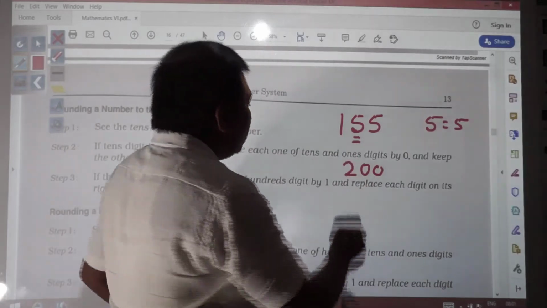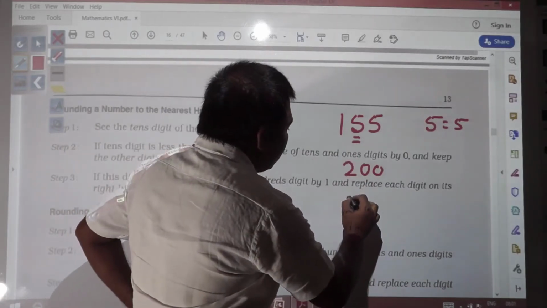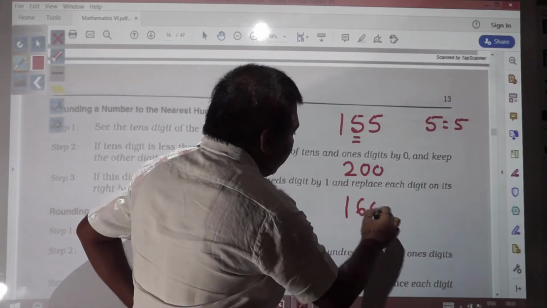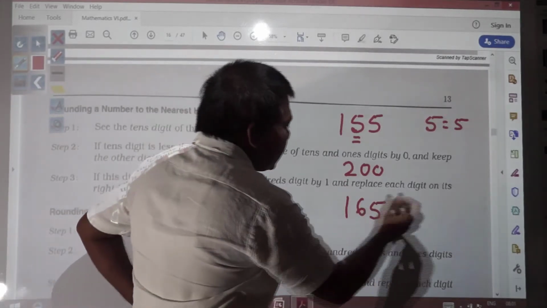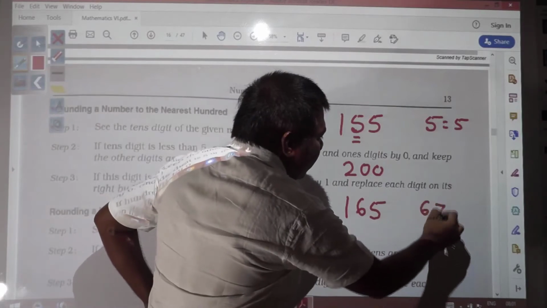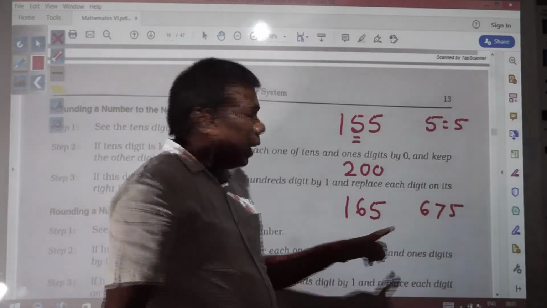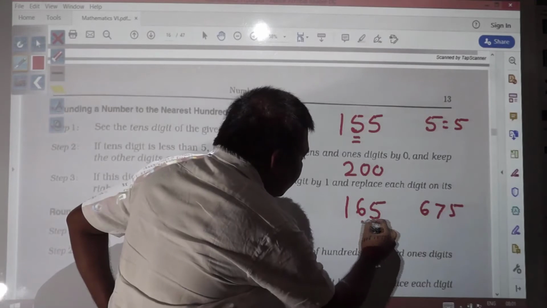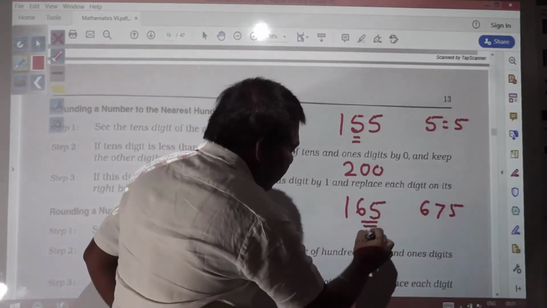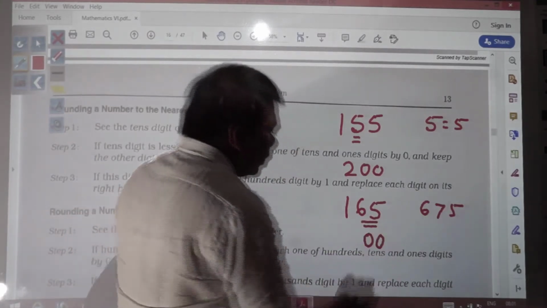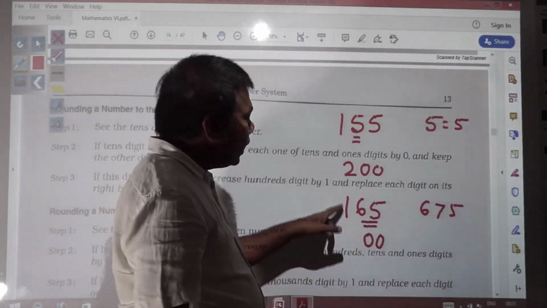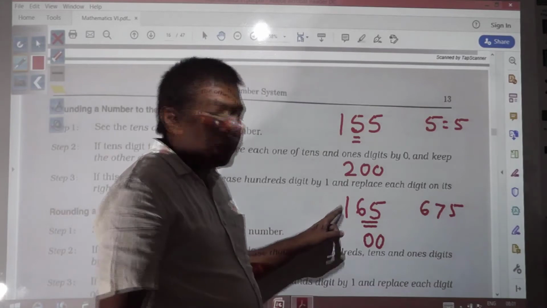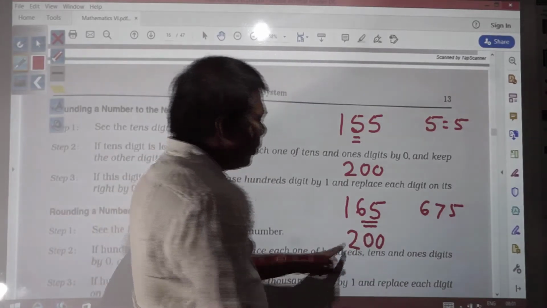In the same way, take some other example. Suppose 165. What will we do? 6 is greater than 5, and both the ones and tens digits are required to be replaced by 0, and the 1 is required to be increased by 1. So this will become 200.